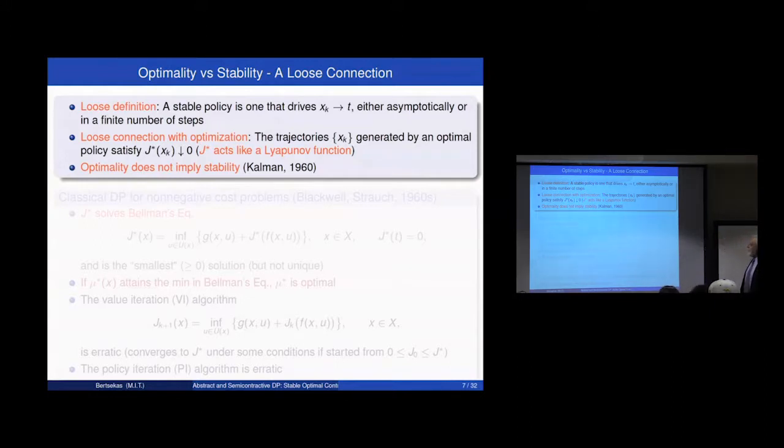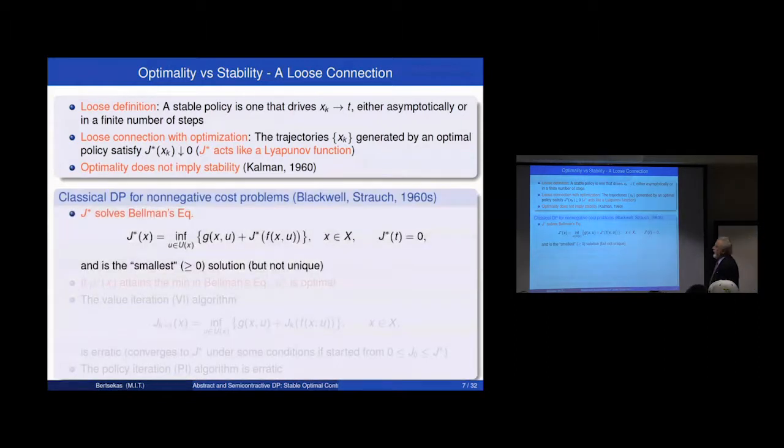Okay, so let's leave this here, and we are going to return to this point a little later. Let's talk about the classical dynamic programming theory for non-negative cost problems. Remember, our cost per stage is non-negative.